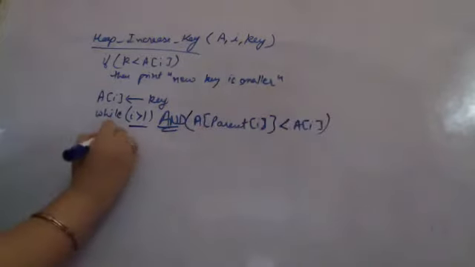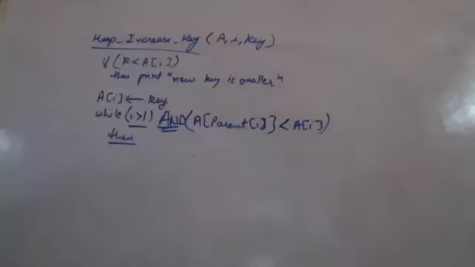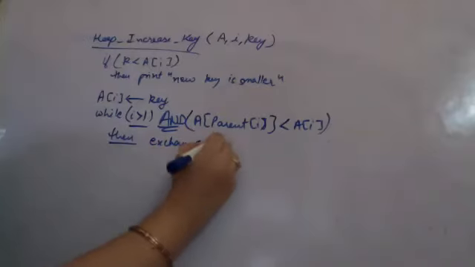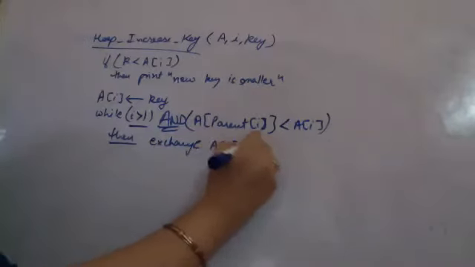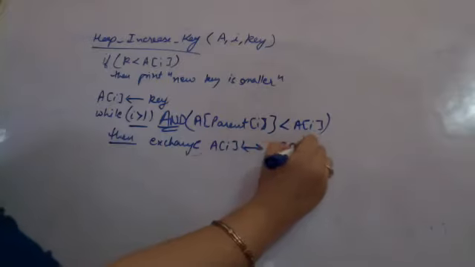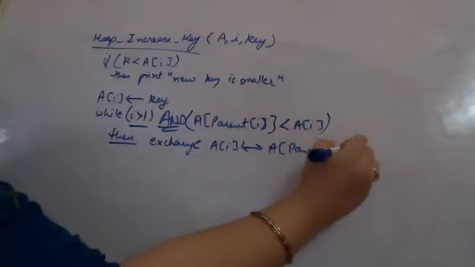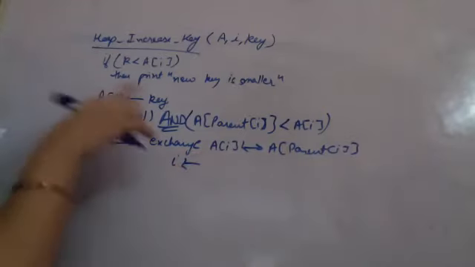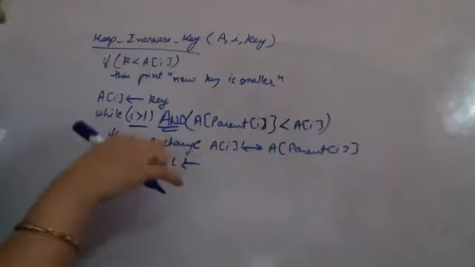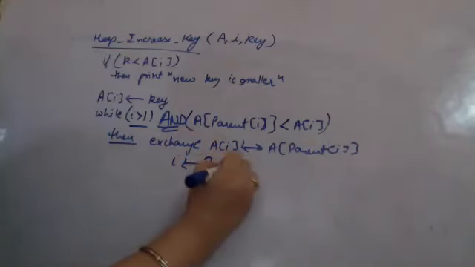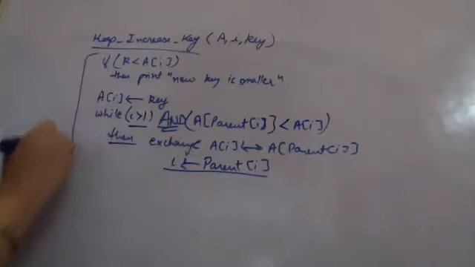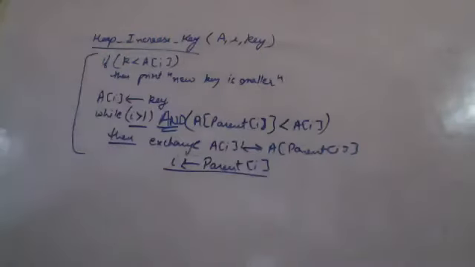If this is the case, then what I should do is exchange a of I with a of parent of I. And after exchanging these two, I should update the value of I. Since it's a loop, I have to change the loop variable. I have to update the value of I to be parent of I. This is all I do in heap increase key. Now I am saying this is not the insert key, this is increase key.